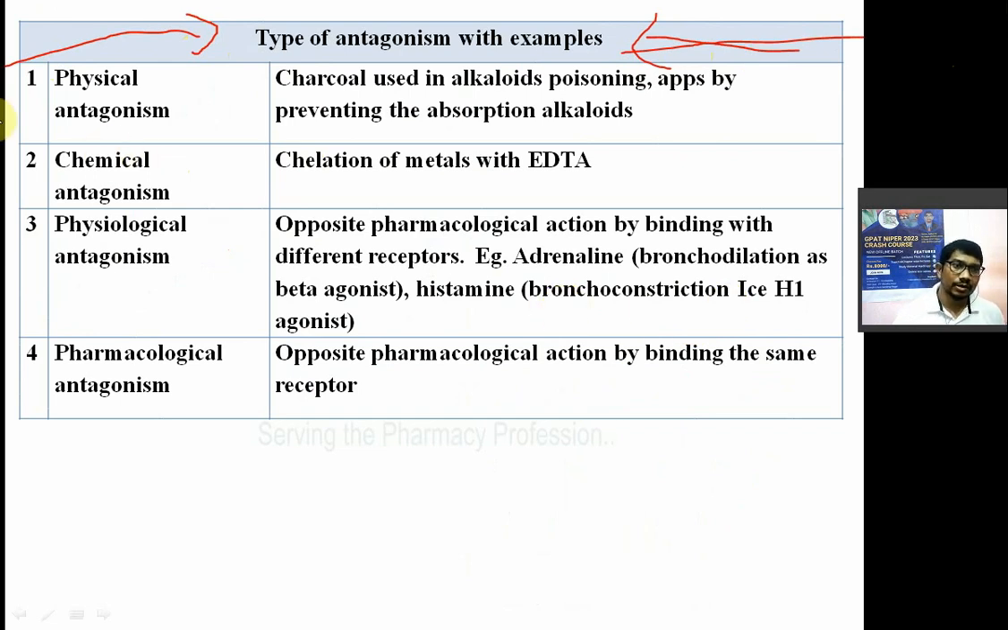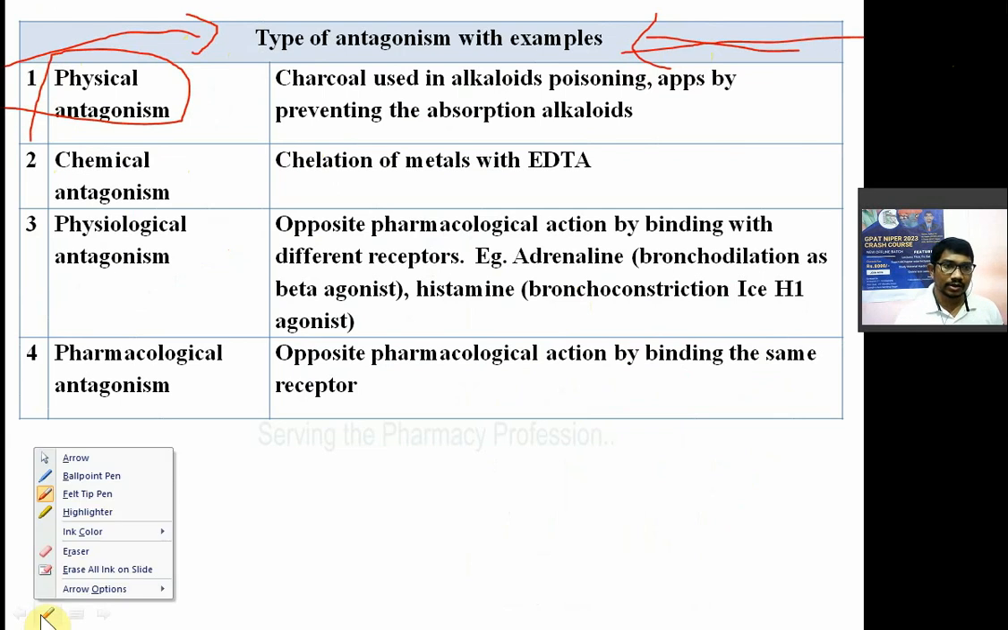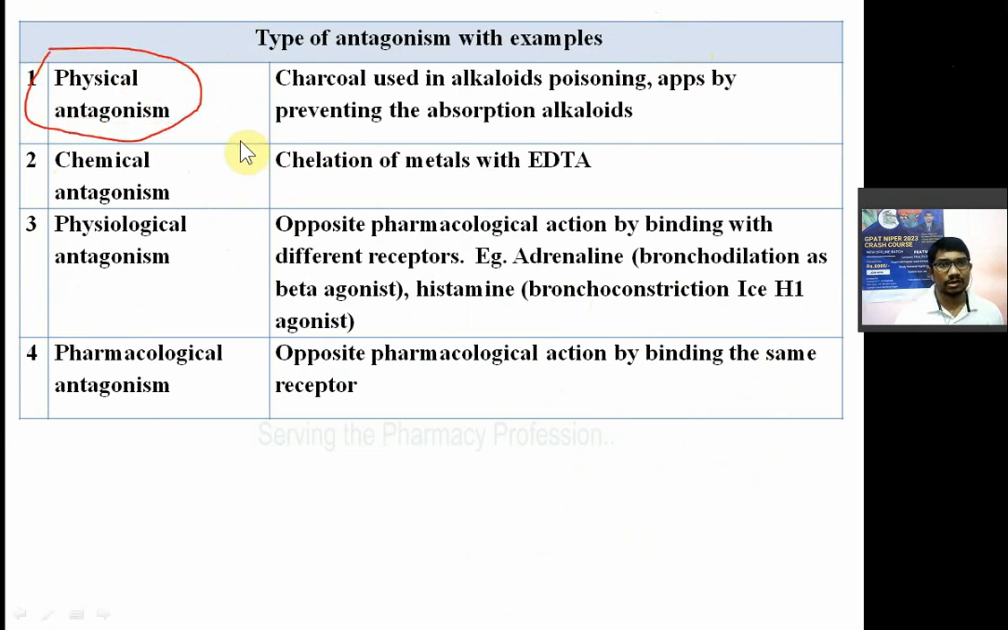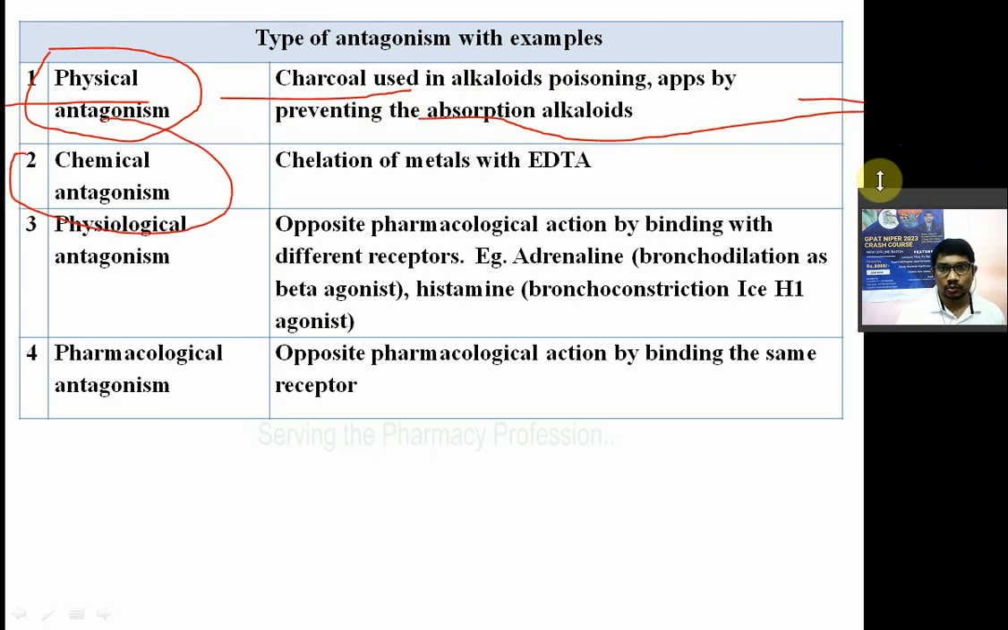First one is known as physical antagonism. What do you mean by physical antagonism? For example, if you get a poisoning, in that case you are using activated charcoal in alkaloidal poisoning. It acts by preventing the absorption of poison by its physical action. That is known as physical antagonism. Now chemical antagonism. If you get poisoning due to heavy metals, you are using EDTA, ethylene diamine tetraacetic acid, which chemically will form bonds with the metal and chelate. It is known as chemical antagonism.